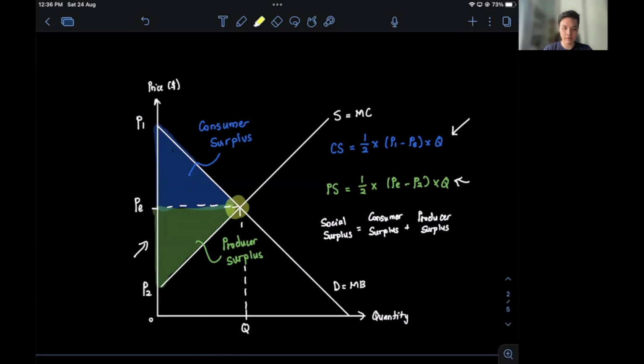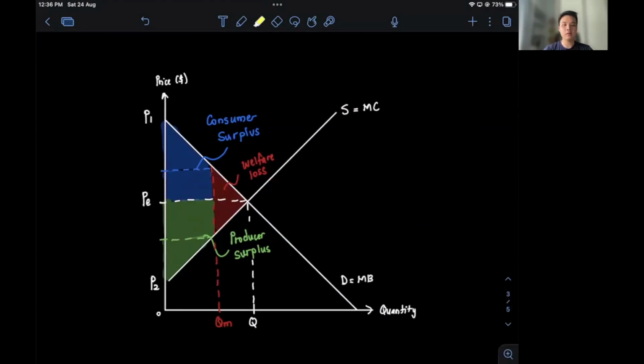And as you see in this diagram, where MB is equal to MC, reflected as this yellow point, social welfare is also maximized. Now, this also means that if society is not producing and not consuming at the market equilibrium, there is some degree of welfare loss. So it could mean that additional costs are outweighing additional benefits or vice versa.